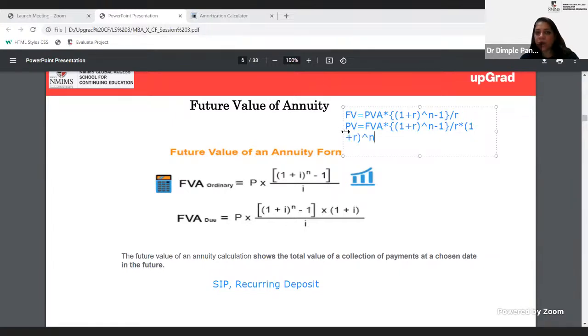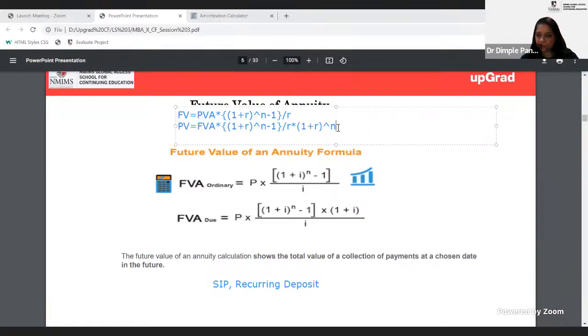Let me remind you how it is easy to remember. Now, can you see this is my PV? PV is always equal to FV divided by 1 plus r raised to n. Do you remember that? Whenever you write PV, what is the formula for PV? PV is equal to future value divided by 1 plus r raised to n. So you'll have to remember only one formula, rest will automatically fall in place.